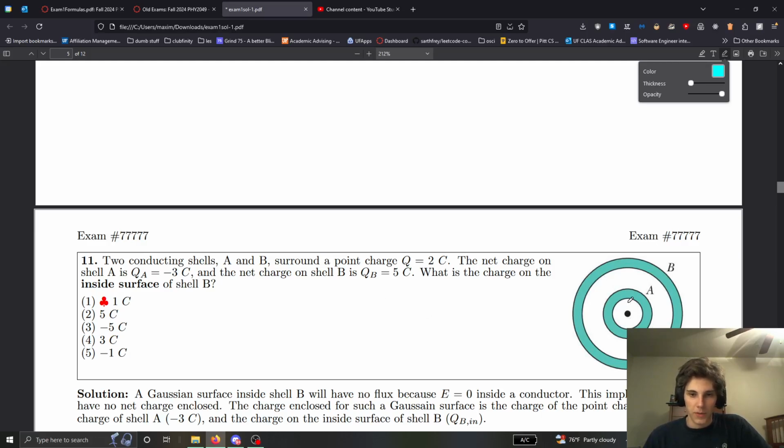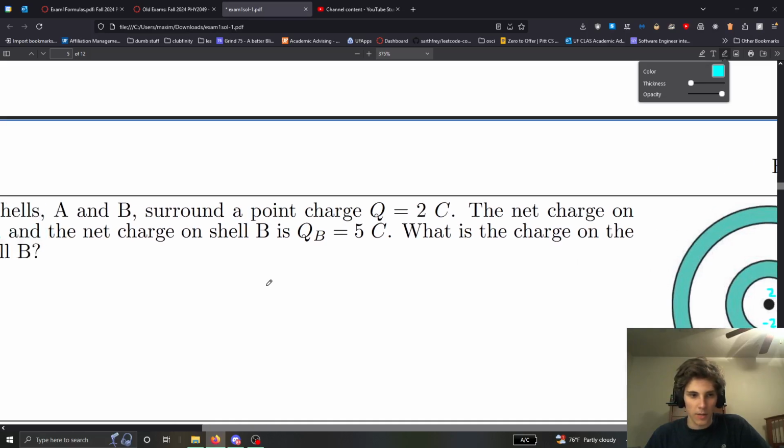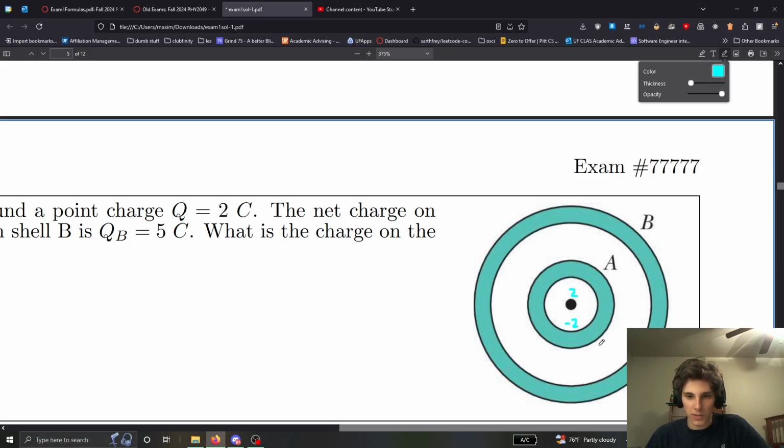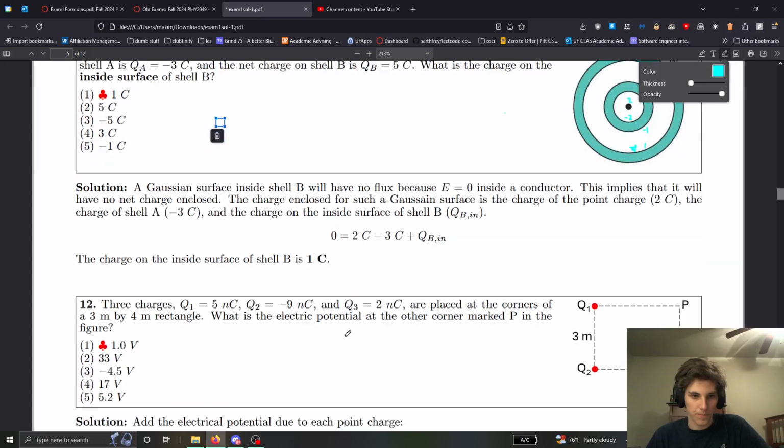A and B surround a point charge. Let's write it in, 2 right here. The net charge on A, okay, this is a very simple problem. These are conductors, which means that this 2 inside induces a -2 on the A here on the edges. But A has a net charge of -1, which means that the other edge must now have a charge of -1. B then gets a +1 to counteract that -1, and that's just the answer.